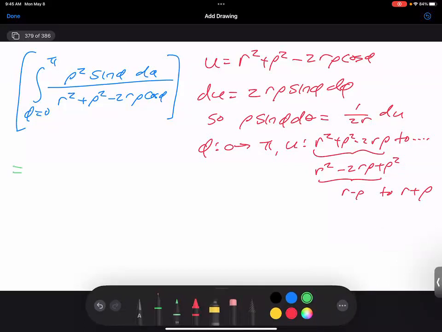is going to be the same as the integral u goes from r minus rho to r plus rho. We have rho squared. I need one of the rhos to be part of the rho sine phi d phi. So I'm going to get a rho over 2r. Then I'm going to get a du. And then in the bottom, I just get a u. So this should just be rho over 2r natural log of, if I've done everything correctly, r plus rho over r minus rho.